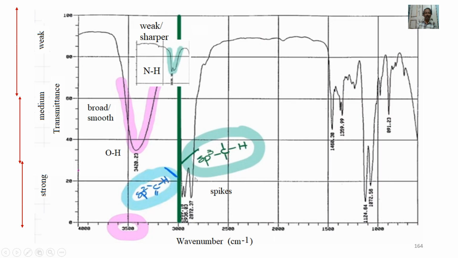And what about these two? Look at the signals. The left hand side of 3000 per centimeter is sp2 hybridization, CH bond. Whereas the right hand side of wave number 3000 per centimeter is sp3 hybridization of CH bonds. So one should differentiate. And of course, as I said earlier, if the percentage transmission lies up to 30, it is a very strong signal. From 30 to 60, it is medium. And 60 to 100, it is weak.